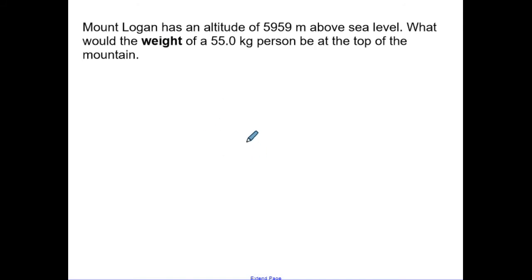So let's try the first one here. Mount Logan is 5,959 meters above sea level. What we'd like to do is calculate the weight of a 55 kilogram person at the top of a mountain. And I've put this example in here purposely because you might say, Chris, isn't the person going to weigh 55 kilograms?